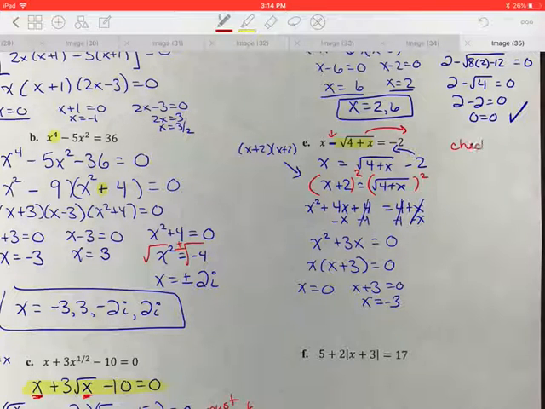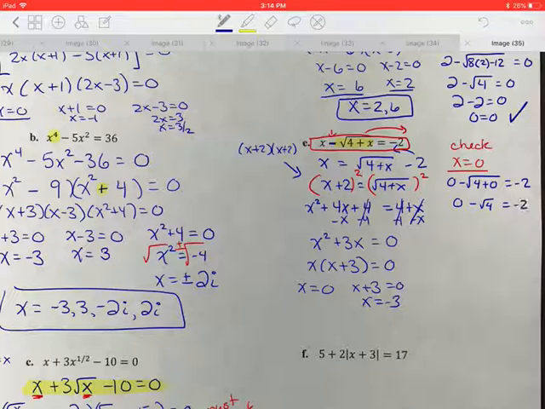All right, so let's do our check. Let's start with x equals 0. So for this one, I go all the way back to my original, and everywhere I had an x, I'm going to put a 0. So that becomes 0 minus the square root of 4 plus 0 equals -2. So I get 0 minus the square root of 4 equals -2. That's 0 minus 2 equals -2. And that one checks out.